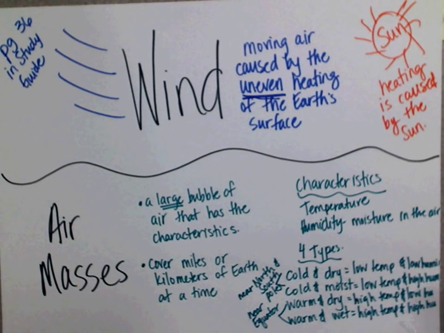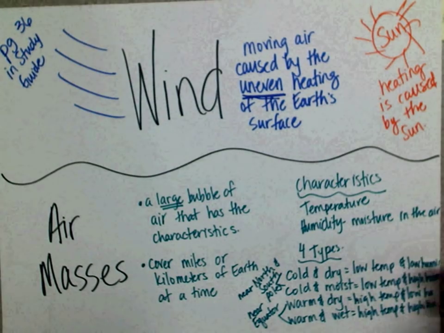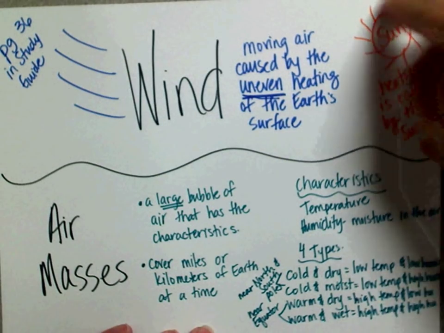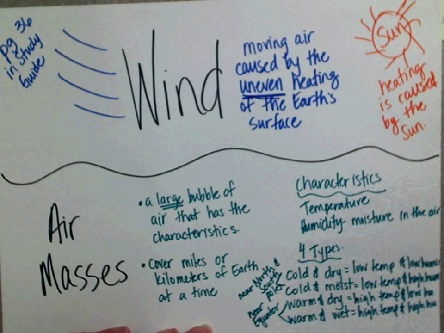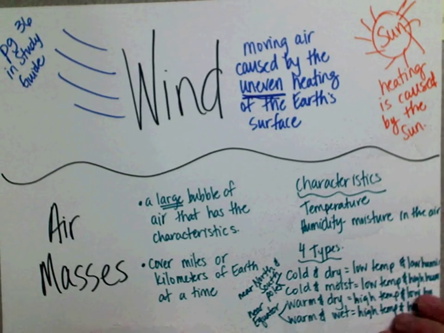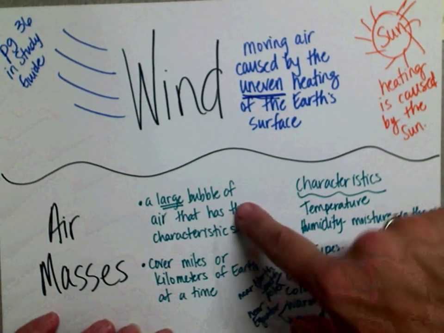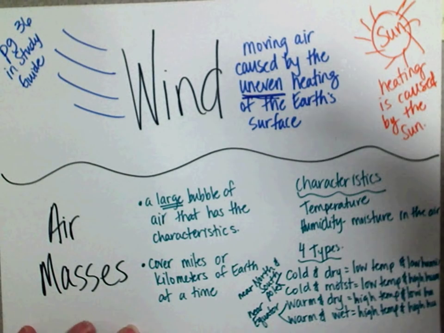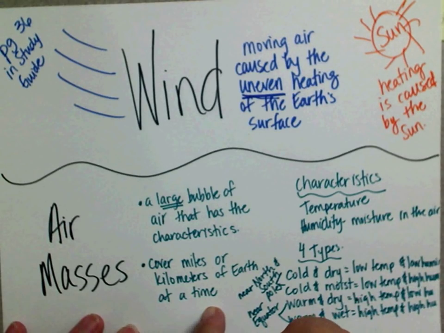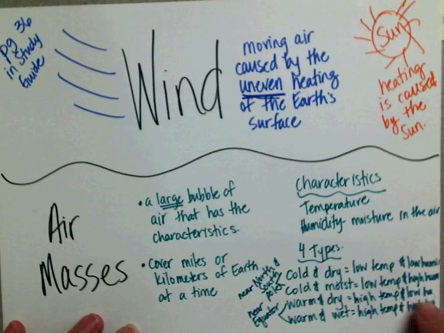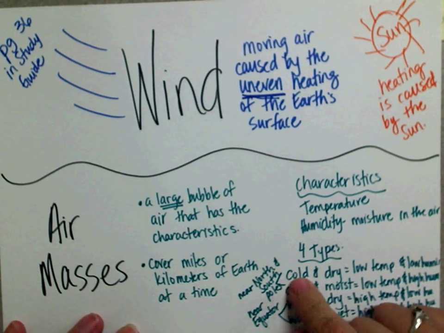So, wind: moving air caused by uneven heating of the Earth's surface. That heating is caused by the sun, so it cools down in the evening. Land heats up faster and also cools down faster. Then we have air masses. Those are a large bubble of air that have the same characteristics, temperature and humidity. These air masses cover miles of land. We have four types: cold and dry, cold and moist. Don't forget this over here is talking about humidity. These cold places are going to be near our South Pole and North Pole, and these warm places are going to be near our equator.